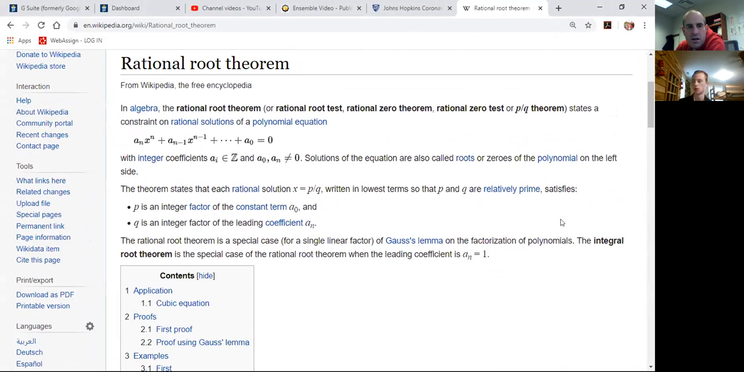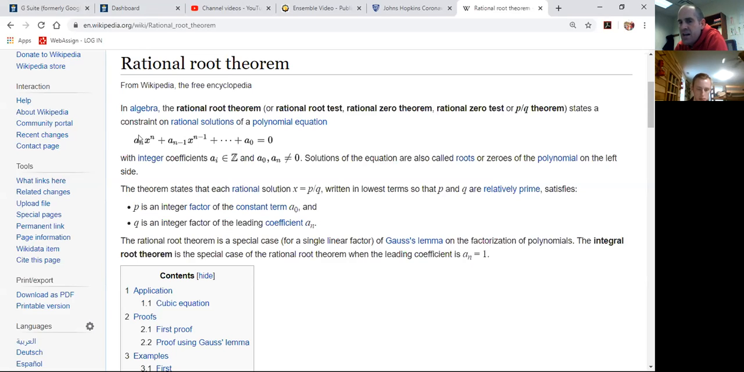So the rational roots theorem, this is a by hand thing you can do. It says that if you have a rational root p over q of a polynomial like this, then p has to be an integer factor of the constant term. So the numerator has to divide evenly into the constant, and the denominator has to divide evenly into the leading coefficient on the highest power of x. That's what the rational roots theorem says.